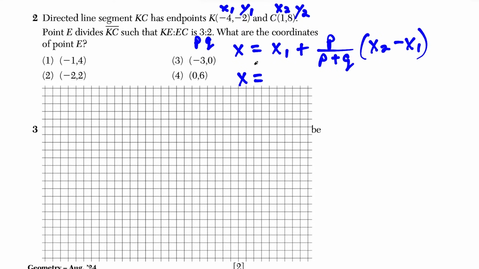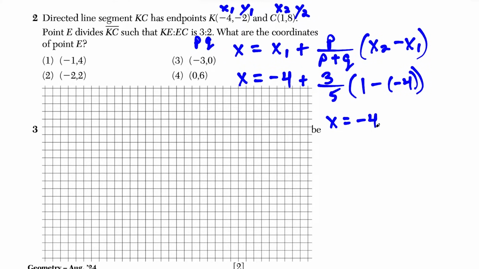So I just plug in, and we're going to have -4 plus, and then P is 3, and we divide by P plus Q. And if I do 3 plus 2, that's going to give us 5. And then we multiply by x2 minus x1. So we have 1 minus -4. And then we simplify here. We're going to have x equals -4 plus 3/5 of 1 minus -4, which is 5. And now 5 over 5 cancels, and we have x equals -4 plus 3, which gives us -1. And the only answer choice that has an x value of -1 is choice 1.